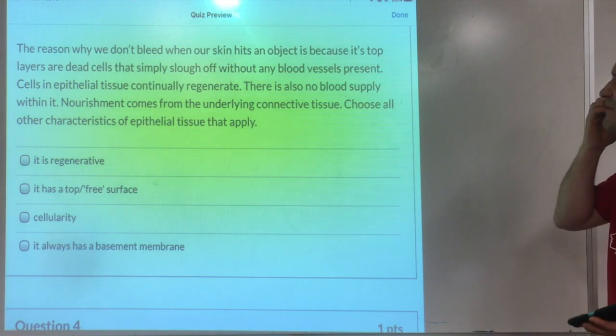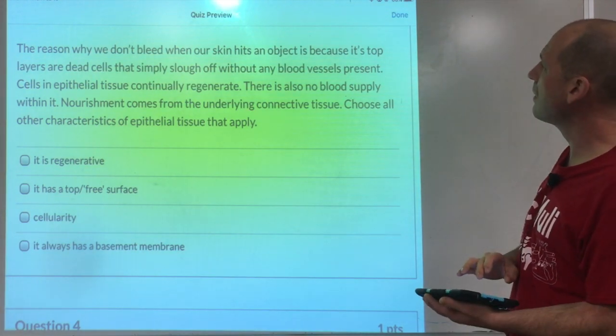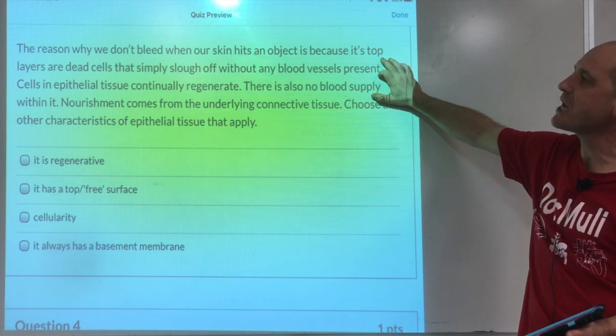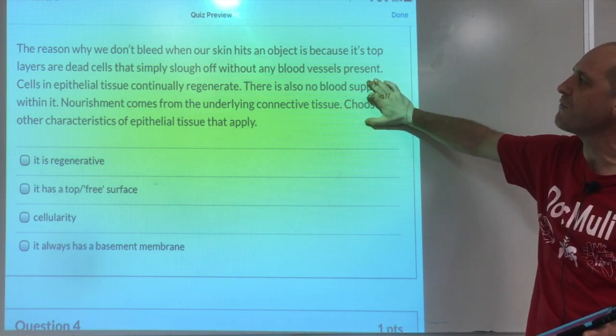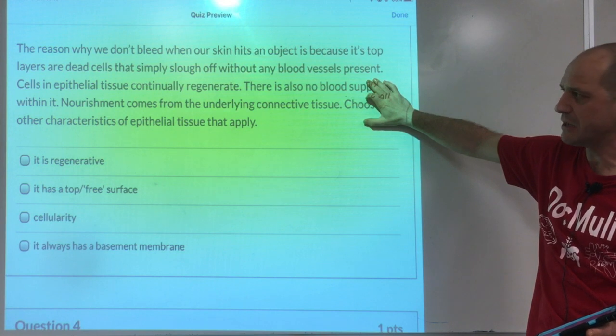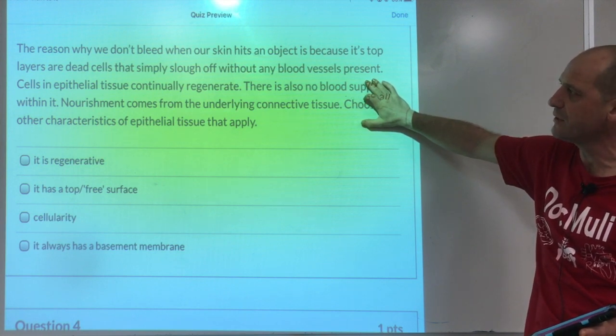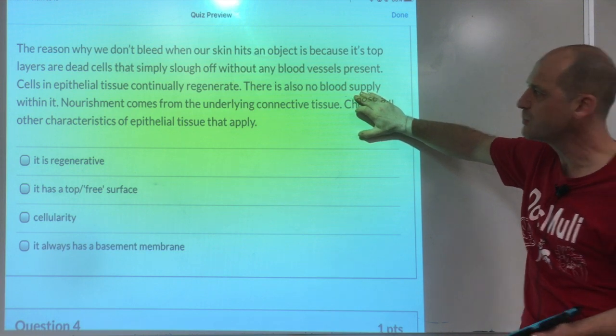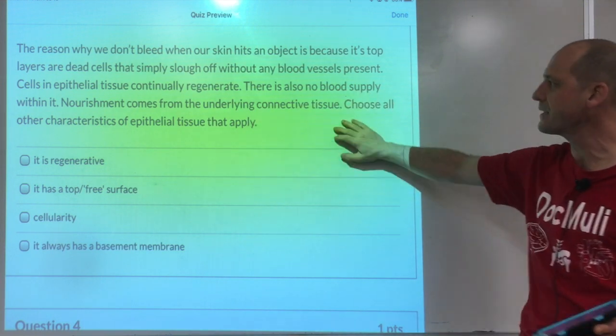The reason why we don't bleed when our skin hits an object is because its top layers are dead cells that simply slough off without any blood vessels present. Cells in epithelial tissue continually regenerate. There is also no blood supply within it. Nourishment comes from the underlying connective tissue.